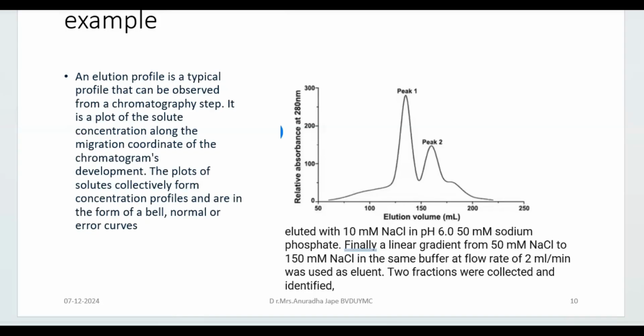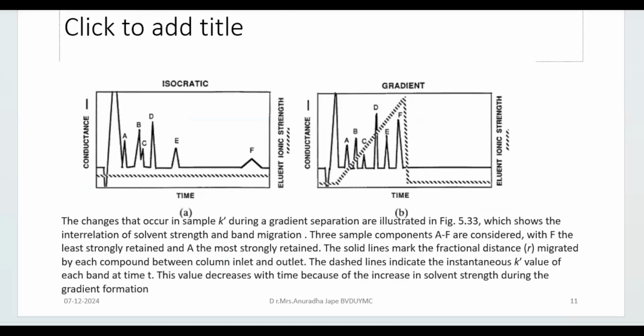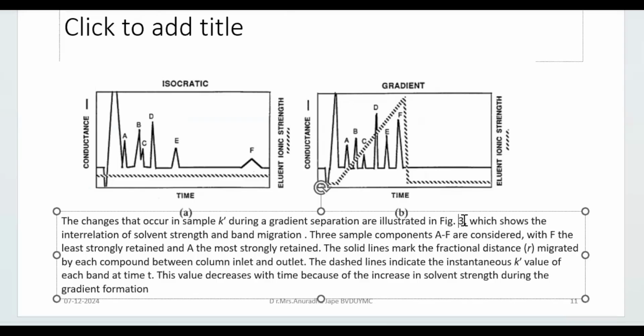Now this is the last but one slide. There is one more slide and we will conclude for today. So it is a comparison of isocratic against gradient. It is the same sample, the same system, but you are seeing an isocratic and a gradient system, right?